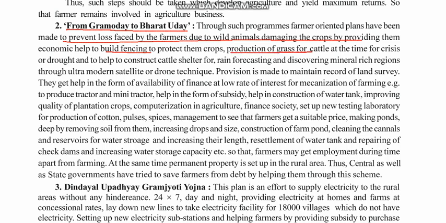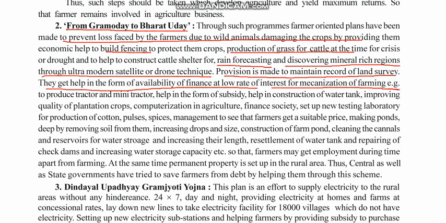Next is production of grass for cattle. During the time of drought, the grass available for cattle to eat is not sufficient, and at this time the government is planning to provide grass for the cattle to eat. Next is rain forecasting, and discovering mineral rich regions through ultra modern satellite and drone techniques. Provision is made to maintain records of land surveys. So land surveying is done that will help them to know the exact land of the farmers. They get help in the form of availability of finance at a low rate of interest for mechanization of farming, etc.